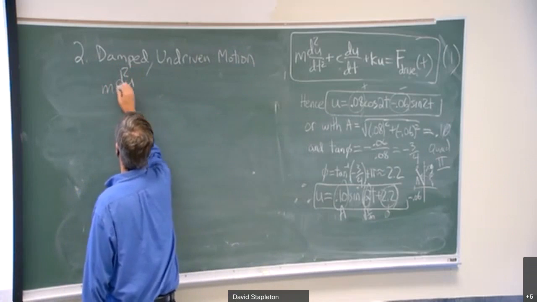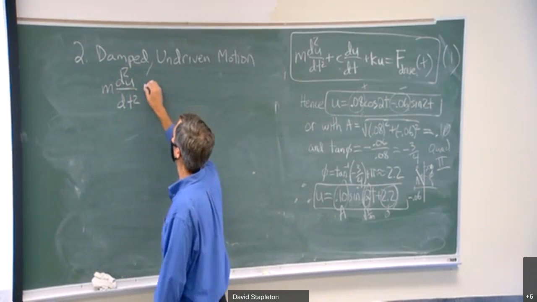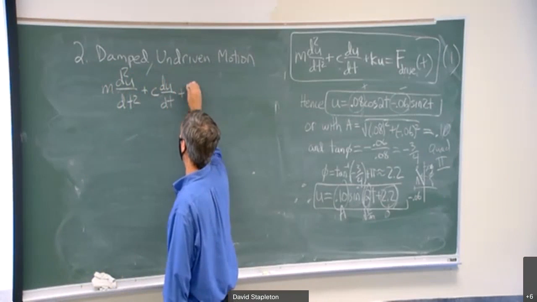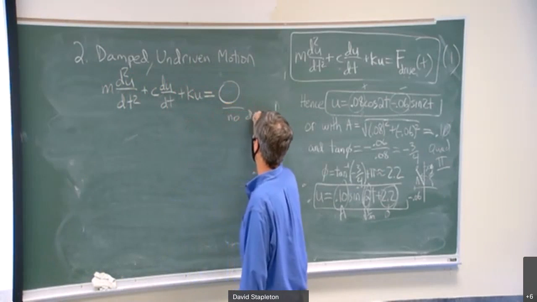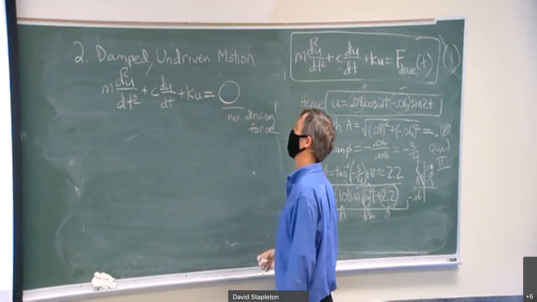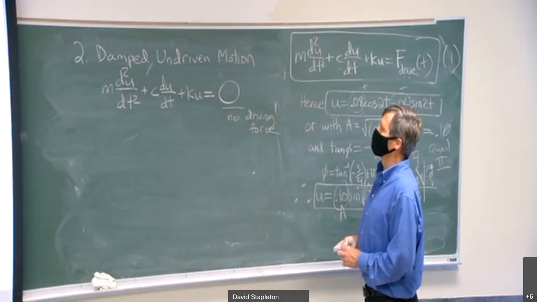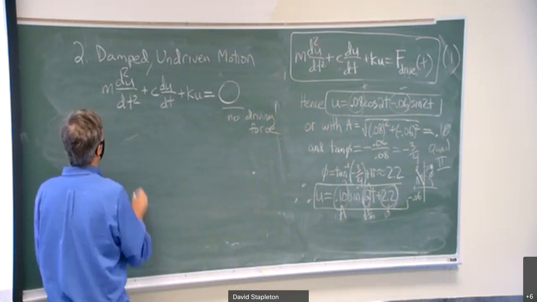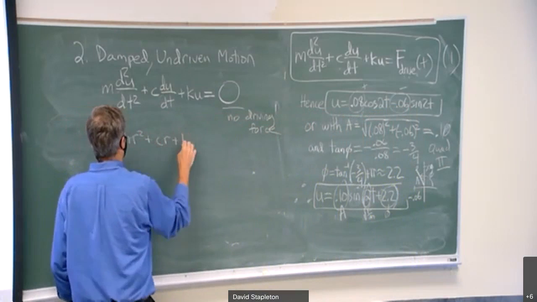m d squared u dt squared, that's the one I was showing you there with the damper on it, plus c du dt plus ku equals 0, no driving force. What do I do with this one? Oh, it's constant coefficients homogeneous, the easiest case, right? So I immediately write m r squared plus c r plus k equals 0.